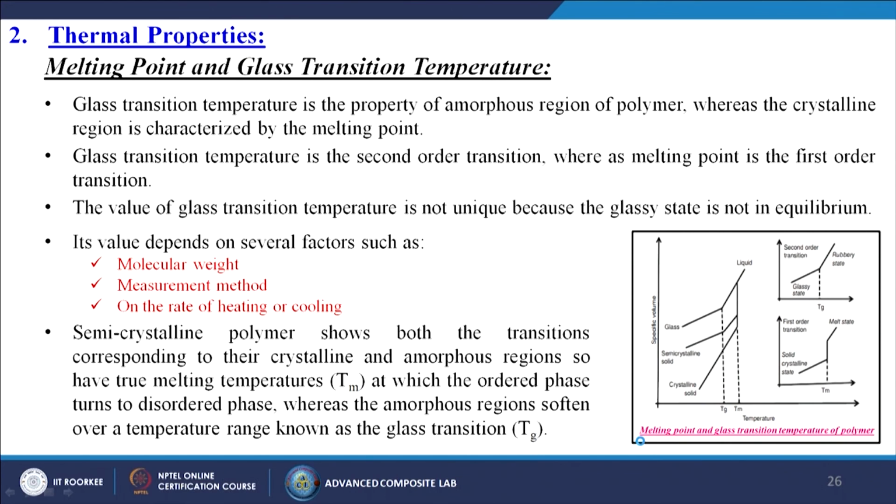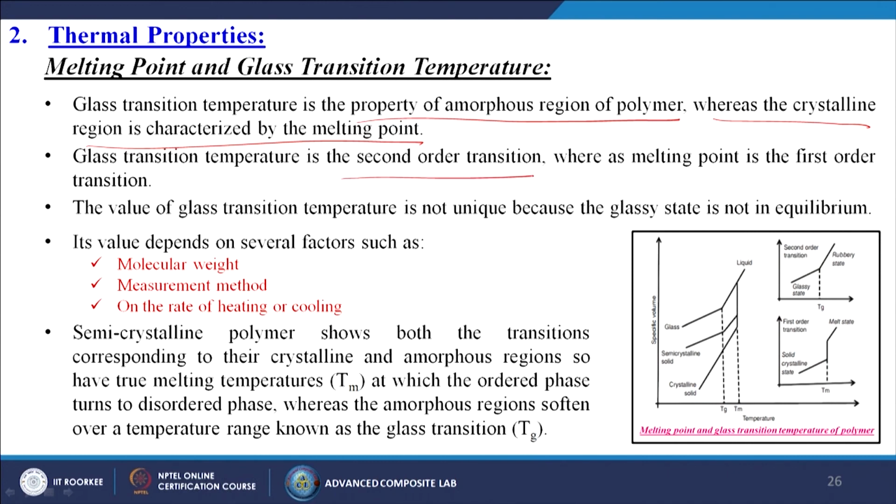Now, we are going to discuss the thermal properties of polymers. When we do any thermal characterization, generally we get two pieces of information. The first one is the melting point, and the other is called the glass transition temperature. These are unique properties of polymers or any kind of elastomeric materials. The glass transition temperature is a property of the amorphous regions of the polymer, whereas the crystalline region is characterized by the melting point. That is why generally for rubber or elastomers we get the glass transition temperature, and for other polymers we get the melting point.